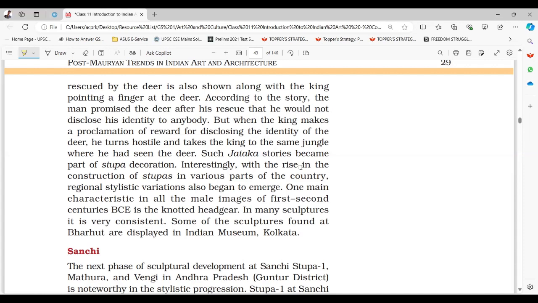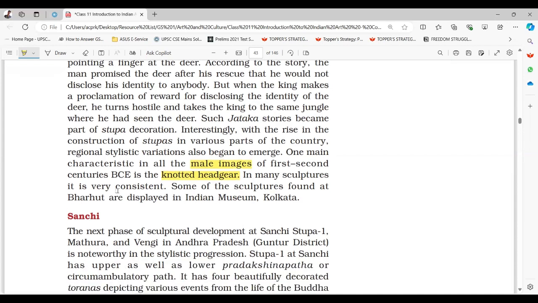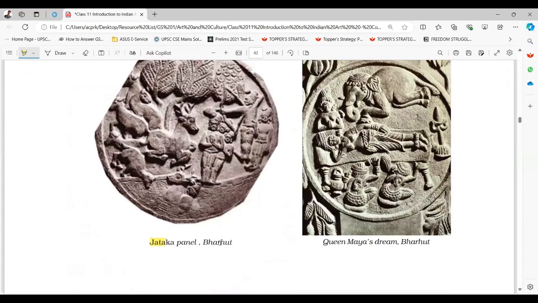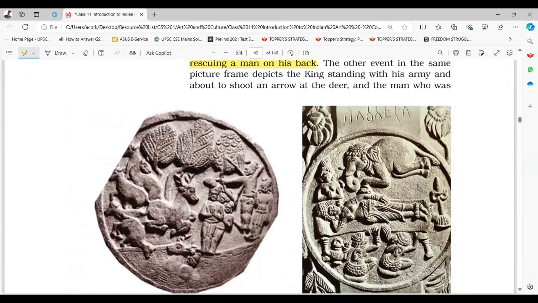Interestingly, with the rise in the construction of stupas in various parts of the country, regional stylistic variations also began to emerge. One main characteristic in all the male images of the 1st and 2nd centuries BC is the knotted headgear. In many sculptures, it is very consistent. Some of the sculptures found at Bharhut are displayed in the Indian Museum, Kolkata. Here you can see the Jataka panel found at Bharhut, and Queen Maya Devi's dream found at Bharhut.